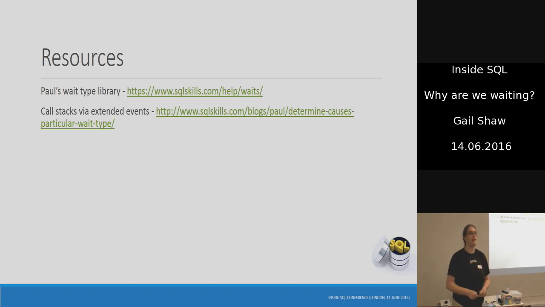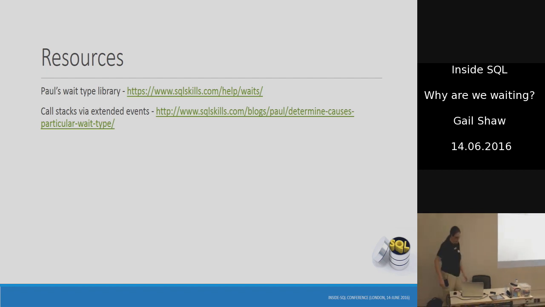If you can't, he says you can mail him with the call stacks. He'll be happy to look at them. Knowing Paul Randal, you'd probably make his day if you sent him a complicated call stack that you couldn't understand. He tends to enjoy that kind of thing. And then this is his blog post about getting the call stacks via extended events. It has a link to his other blog post about getting the public symbols down. And that is roughly more or less me done on waits.